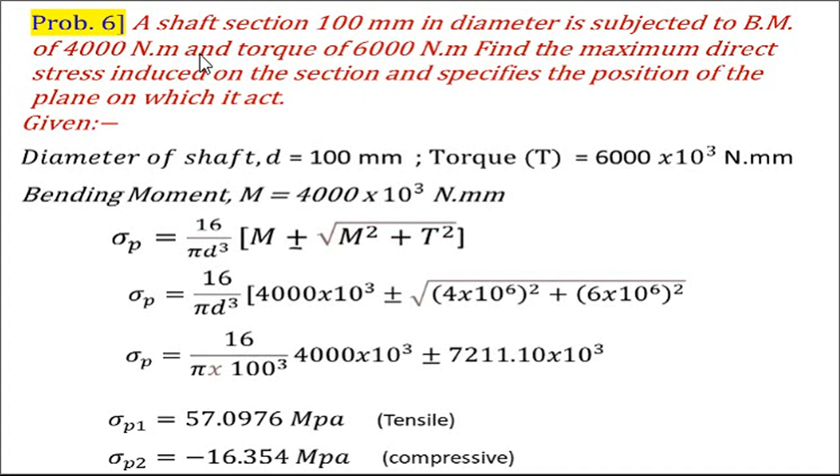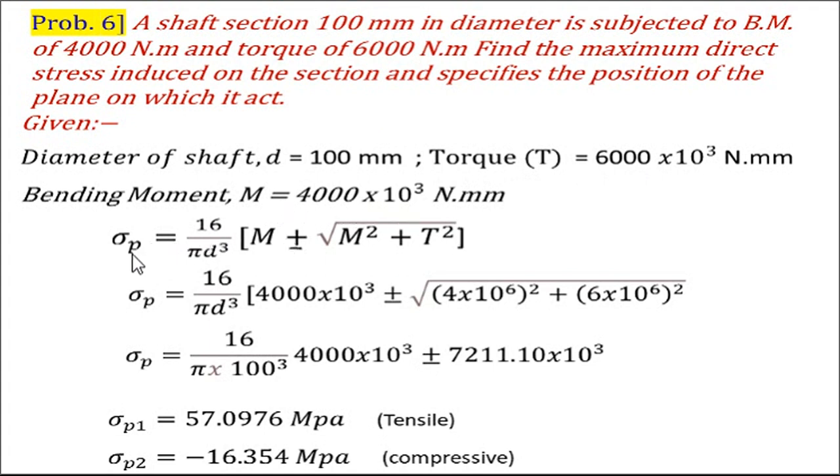So from this problem, the shaft is there, and the diameter of the shaft is 100 mm, and it is also subjected to a torque which is 6000 Newton meter, and the bending moment is also given. First of all they ask about the maximum direct stress, meaning the maximum principal stress, on the section, and also on which plane this stress is acting. So that means the principal stress and also the inclination or orientation of the principal plane. So let us start the solution of this problem. Diameter is written, torque T is also written, bending moment is given as 4000.